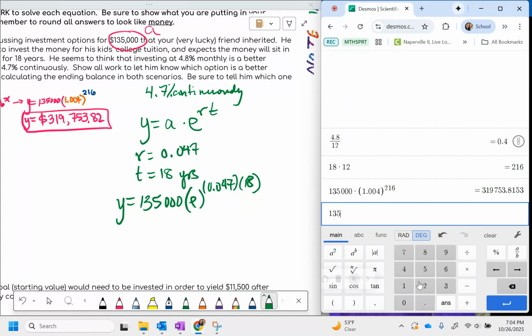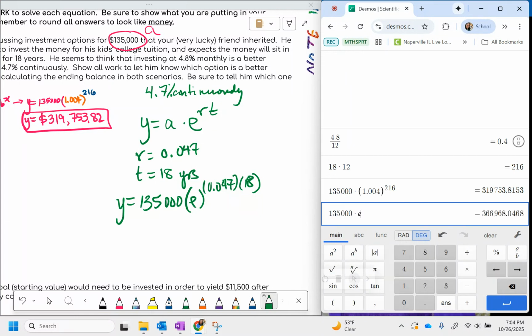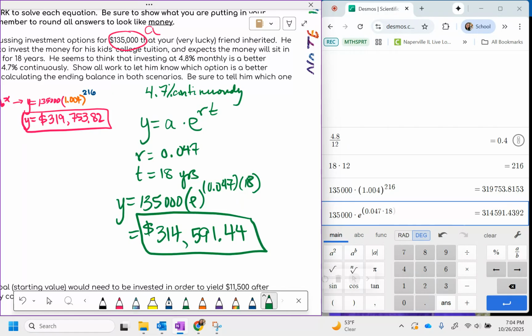So let's see, 135,000 times E. I can just go to my keyboard and then raise to the 0.047. Make sure you turn that into a decimal properly, and then times 18. So that gives me 314,591.44 because I'm rounding to the nearest penny.